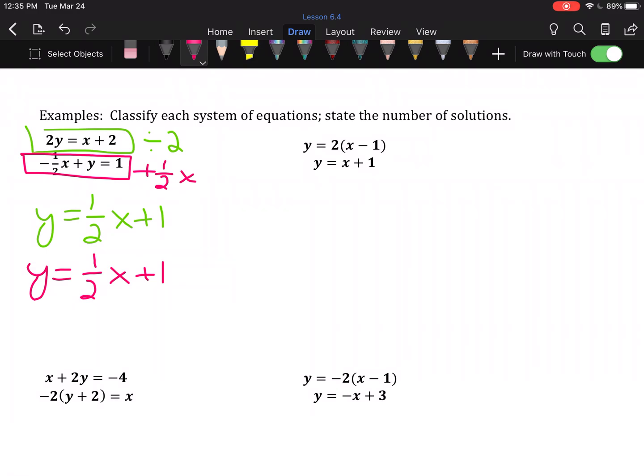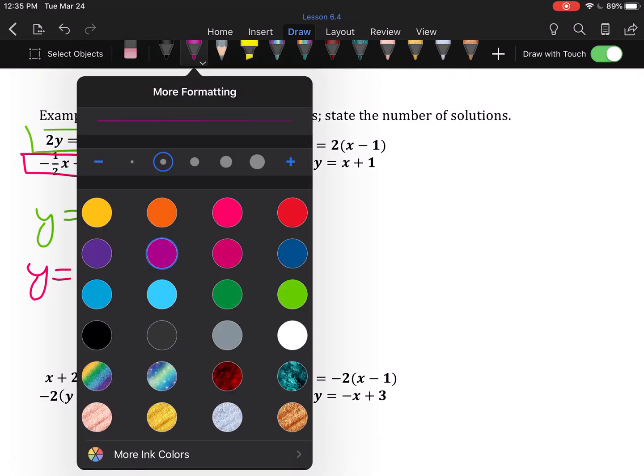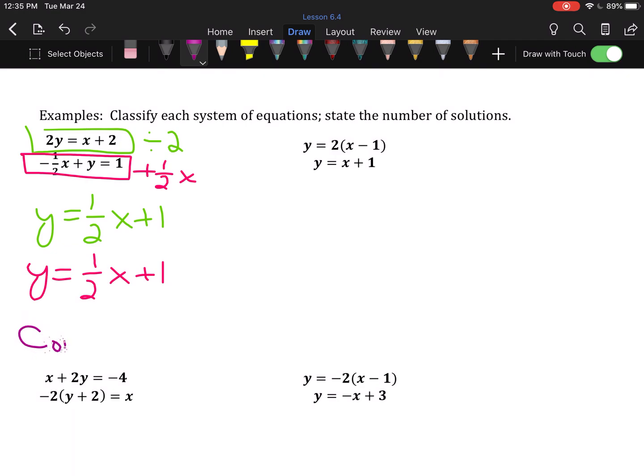Those are the exact same equation, which means there are infinitely many solutions. So in terms of classifying, it is consistent because it has solutions, and dependent because it has infinitely many. Okay.